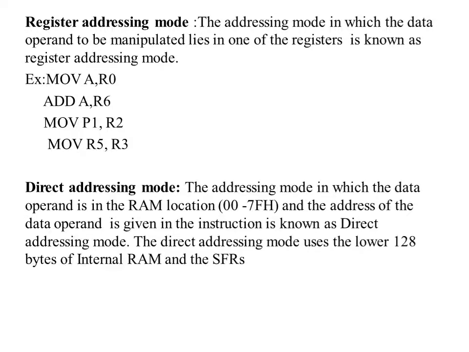The next addressing mode is direct addressing mode. In direct addressing mode, the data is in a RAM location whose address is known and the address is specified as a part of the instruction. In direct addressing mode, they give the address of the memory location where data is stored, and from that memory location we need to access the data. For example, MOV R1, 42H.